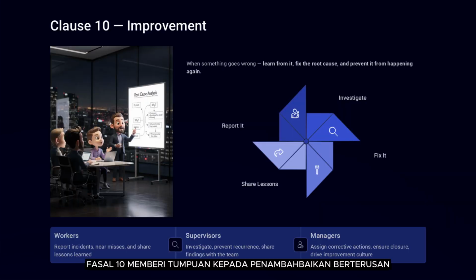Clause 10 focuses on continual improvement. When incidents or near misses occur, they must be reported and investigated. The root cause must be identified, and corrective actions must be implemented. Lessons learned should be shared with all employees so similar incidents can be prevented in the future. Improvement is the responsibility of everyone in the organization.